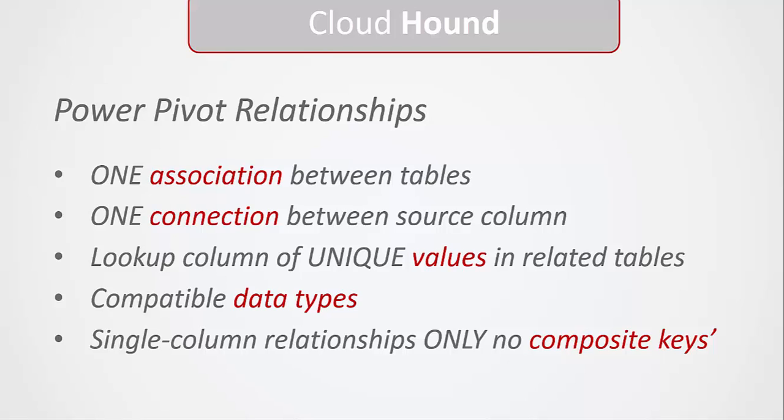One more important rule. A column can only have a single relationship. This means no composite keys. Let me expand on that.